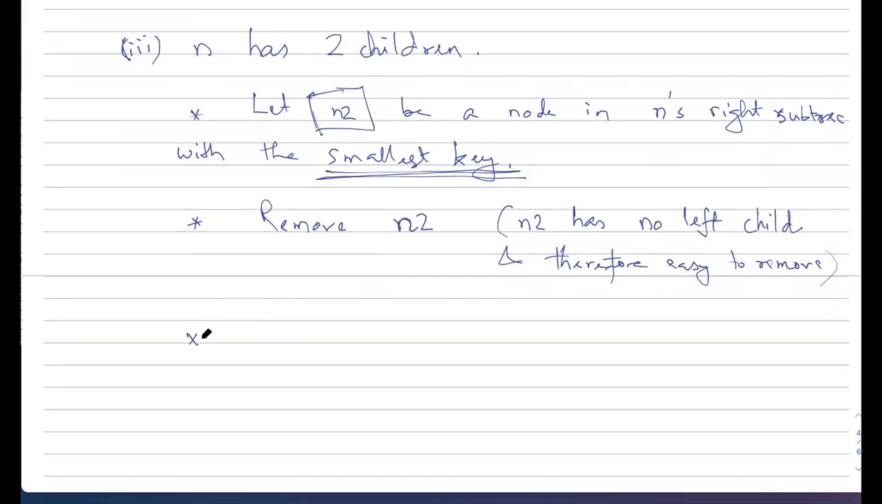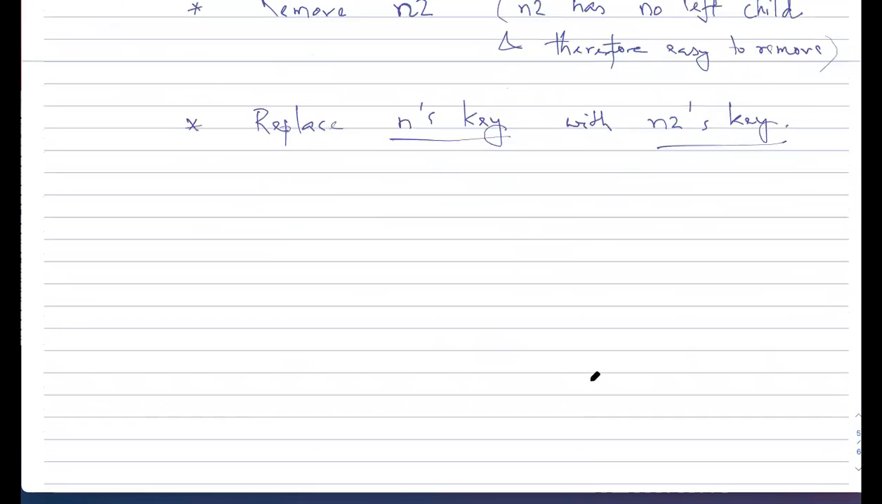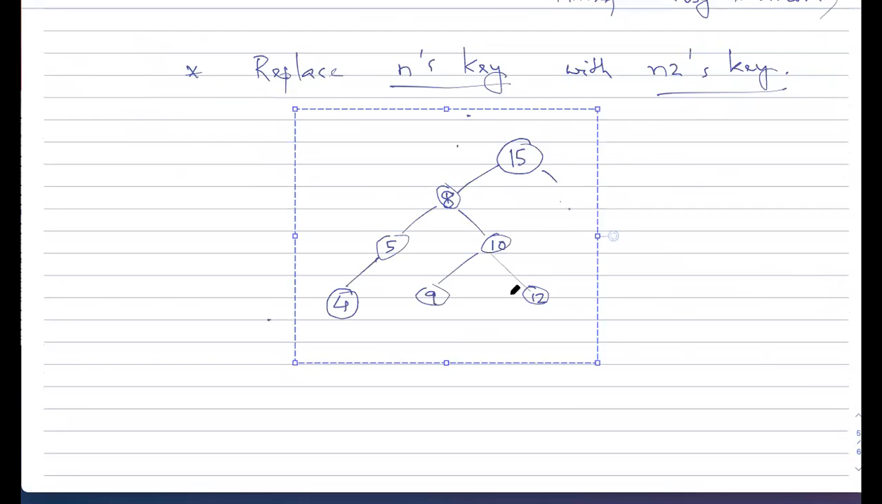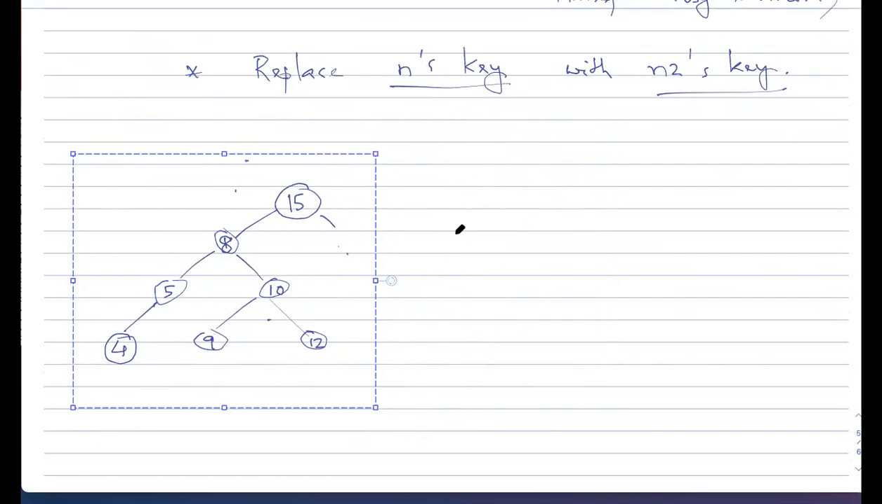And after we have done that, we just replace. Notice here we are replacing n's key. We are not replacing the node. We are replacing just the key with n2's key. That's all we are doing. So let's see how it works in this example.